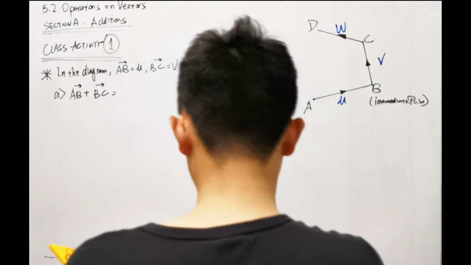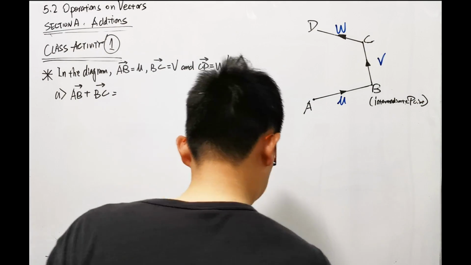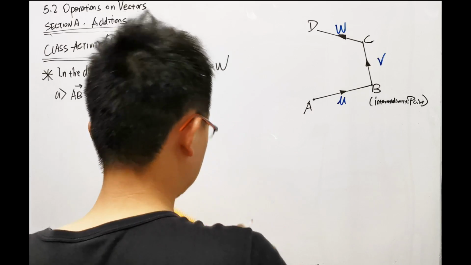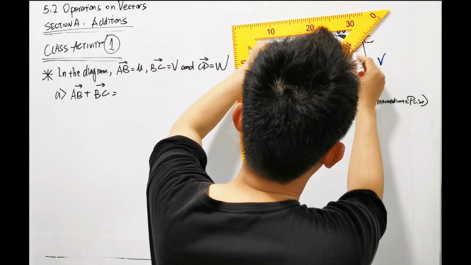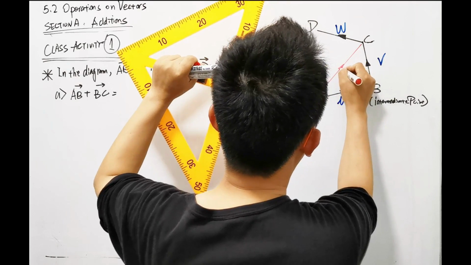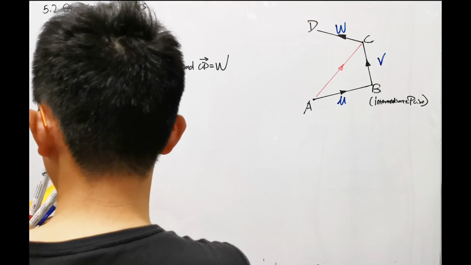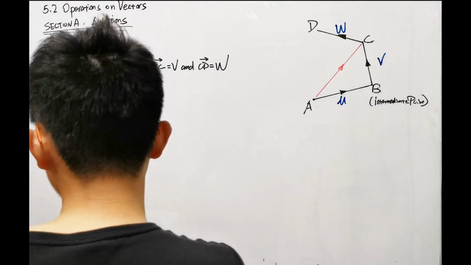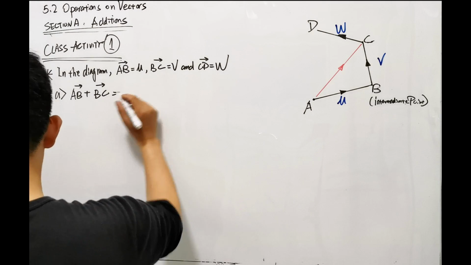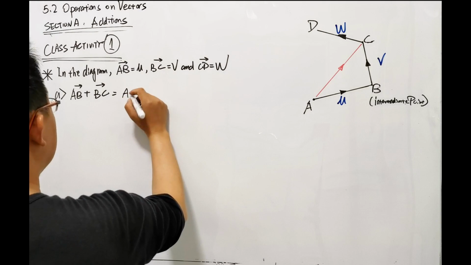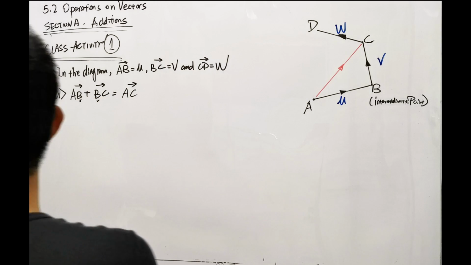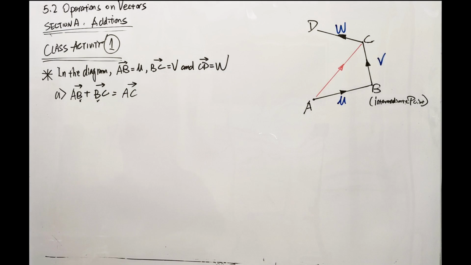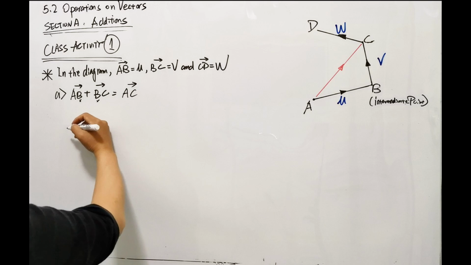So from here we can draw a line. We draw a line here. So that's the result we get. The result is AC. We join the two, and we get AC, right? From AC, the next one is.